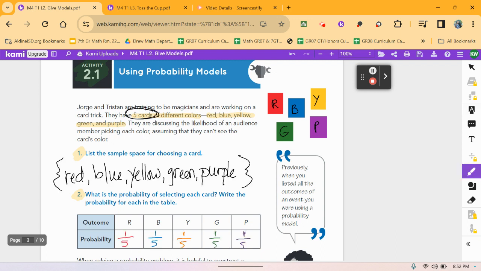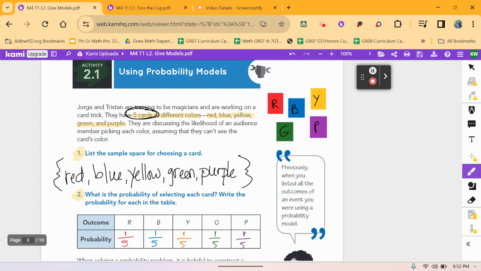Alrighty, let's compare answers. So the sample space, remember, you'll usually see notated within those squiggly brackets. That's why I did those squiggly brackets to the side of my sample space. And in the sample space, we already know there is a red, a blue, a yellow, a green, and a purple card in this stack. And then the probability for each of those, as you can see, is 1 out of 5.